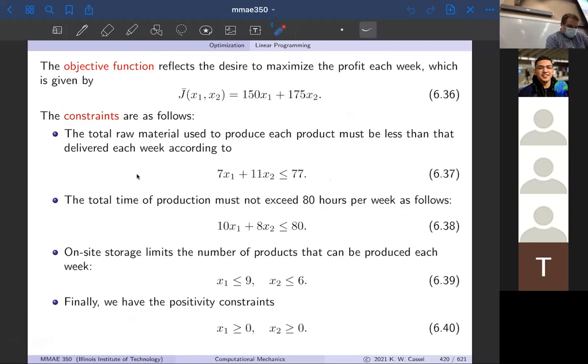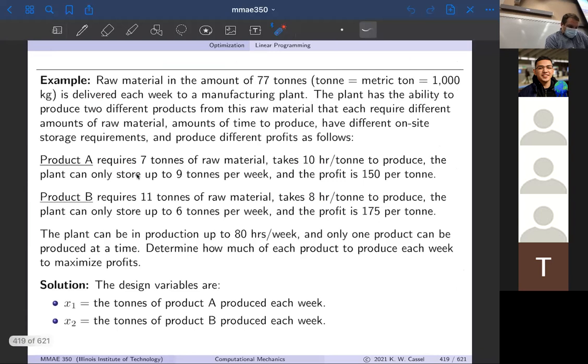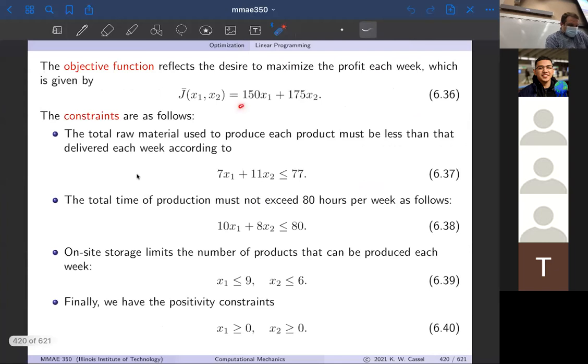But in terms of the objective function, the objective is to make as much money off of these widgets as possible. So back here, remember that the profit is 150 per ton for A and 175 per ton for product B. So 150 times X1 plus 175 times X2, that would give us the total profit, we'll call it J bar, that we make each week. And that's what we want to maximize.